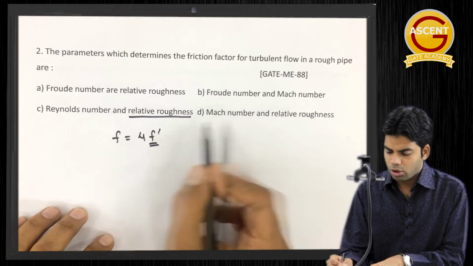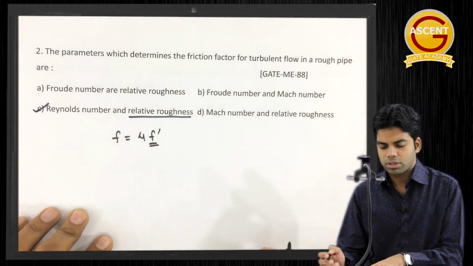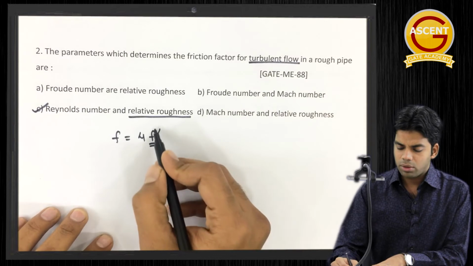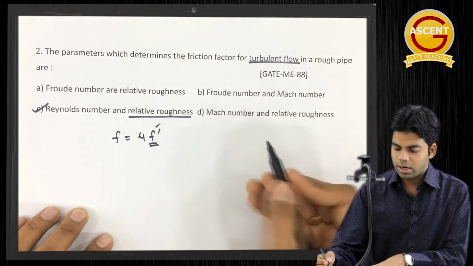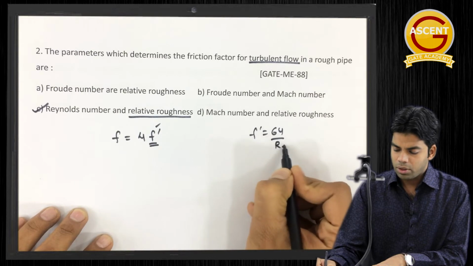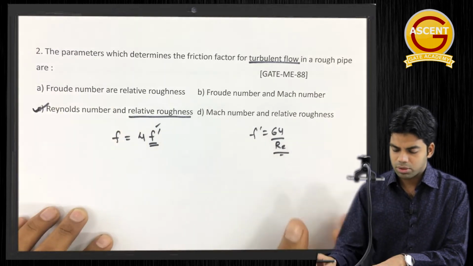Okay, but according to the options, I don't think there is any other option, so the answer C should be right: Reynolds number and relative roughness. For turbulent flow, obviously it will depend only on surface roughness. For laminar flow, as I told you, f dash is equal to 64 by Re. Okay, so I don't know why, but the answer seems to be C.